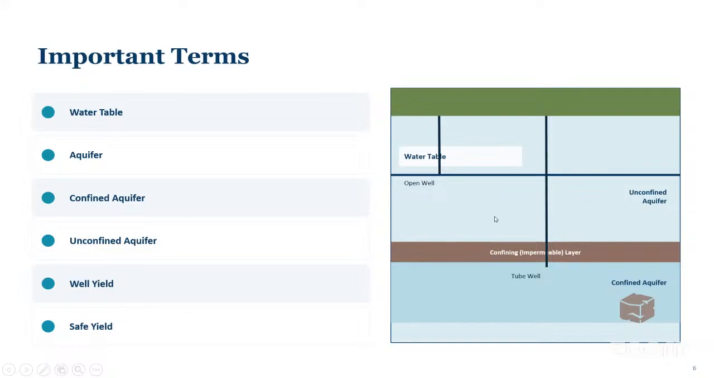An unconfined aquifer is open to the surface, and gets water directly from rainfall. And it is more easily polluted. And a confined aquifer has an impermeable layer or impermeable rock, and it is better protected from pollution.